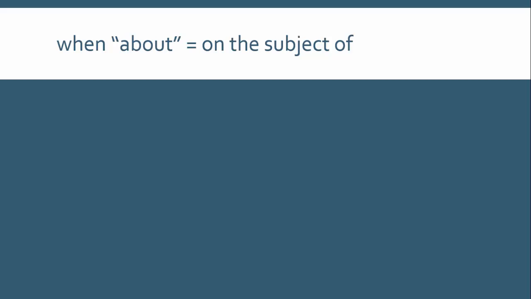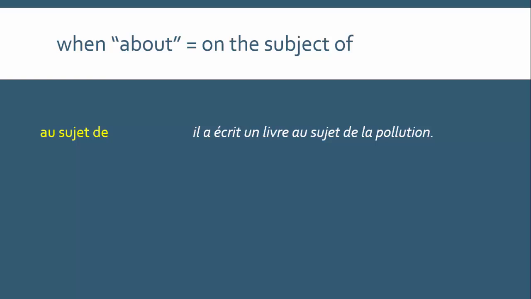Next, we have the use of about, meaning on the subject of, and again we have a few options here. First of all, we have au sujet de, which is almost a literal translation of on the subject of. So for example, il a écrit un livre au sujet de la pollution. He's written a book on the subject of pollution. And this one always makes me think of one of the opening scenes in the film Les Choristes, which is a film I highly recommend, by the way. So let's just have a look at that clip.